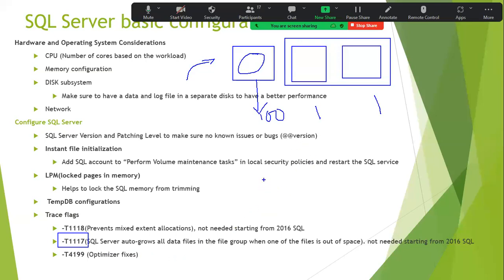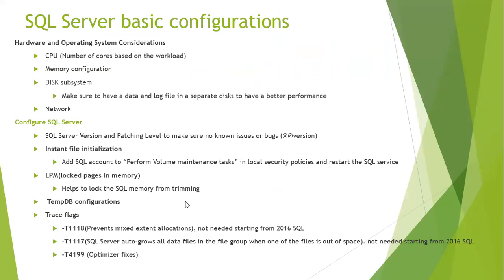Suppose auto growth is enabled for 5 GB, and one file is out of space and increases by 5 GB, then the other 2 files will also increase by the same amount of space, so that we avoid any latency while accessing only one particular page, right? So we are using multiple pages at the same time.